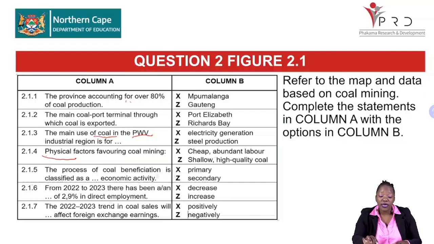beneficiation. Beneficiation is classified as, which means we're looking at it as a sector in the economic activity. Is it primary or is it secondary? Then your number 6, from 2022 to 2023, there has been an N or A, so a decrease or an increase of 2.9% in direct employment. So again, you need to refer to the data that you were given.